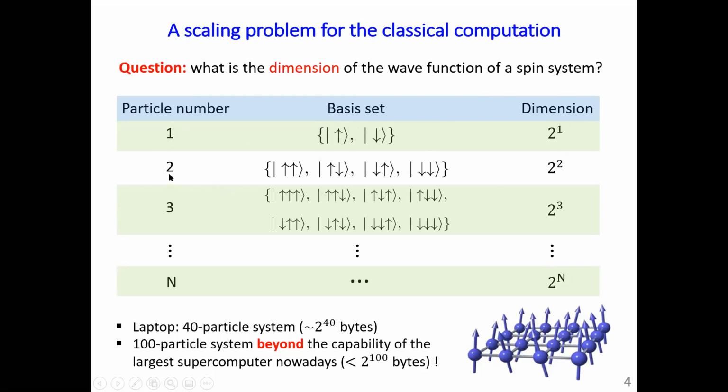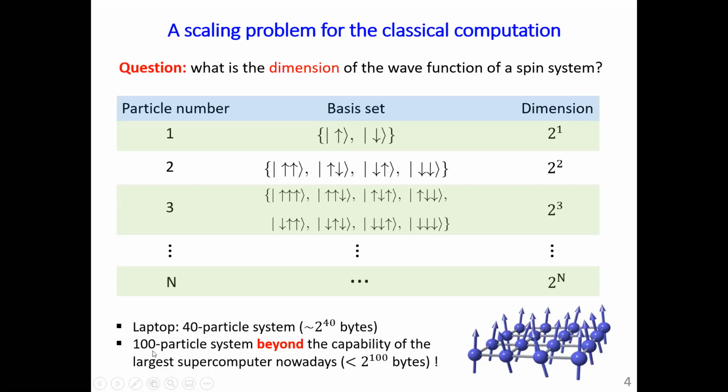Then for a two particle system, you will have dimension 2 to the power 2, which is 4, and for a three particle system, you will need an 8-dimension Hilbert space, and for an n particle system, you will need a Hilbert space of dimension 2 to the power n. And for nowadays laptops, the memory is typically 1 terabyte. Therefore, we can store the information or the wave function of a 40 particle system.